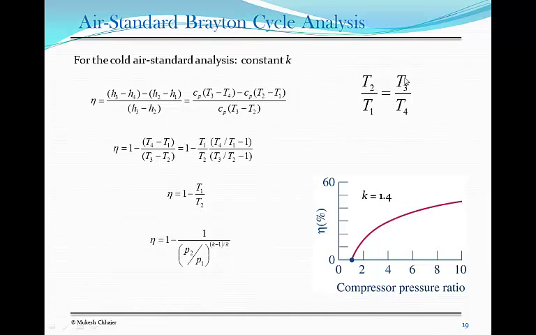You can simplify a little bit and then use the relationship which says T2 over T1 is T3 over T4, and eventually we get a relationship which says the efficiency is 1 minus T1 over T2. You can then rewrite this in terms of the pressure ratio and the K value. If you plot the compression ratio versus efficiency, you get something like this: as the compressor pressure ratio P2 over P1 increases, the efficiency increases.